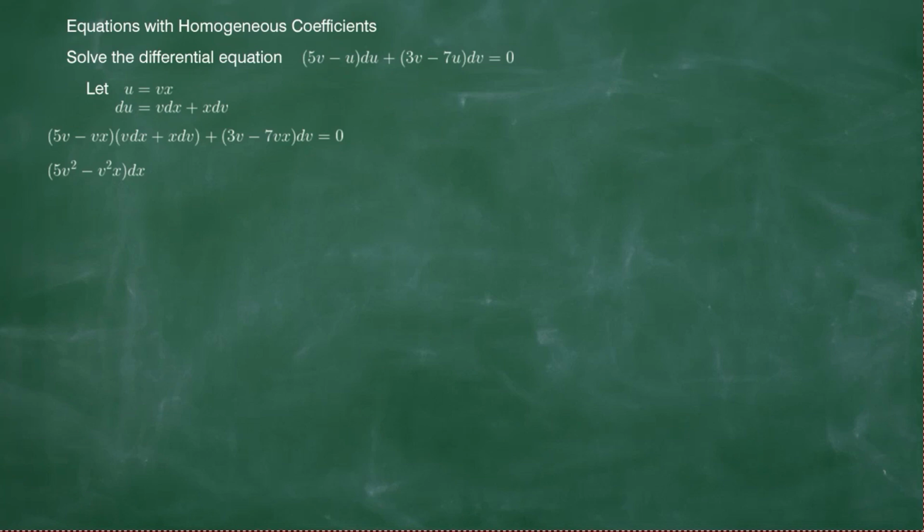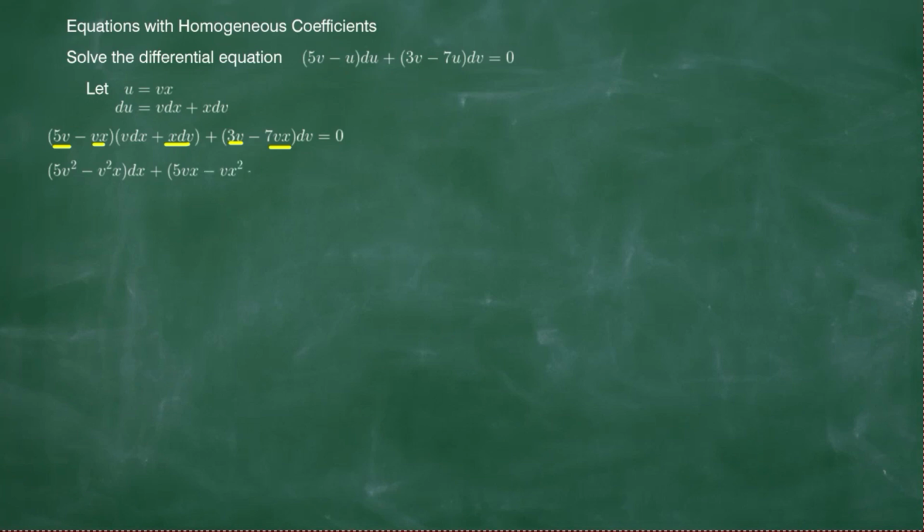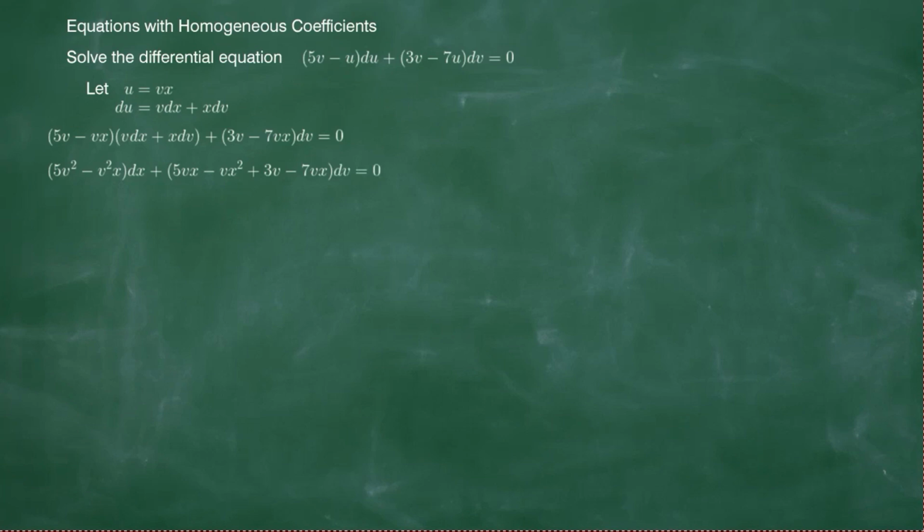And then we will group all coefficients of dv that involve this and this. Starting with 5v, so we have plus 5vx minus vx². Dx is coming from here, okay? Plus (3v - 7vx) dv equals 0. Again, this 5v² is from this times this. This v²x is from this times this. This 5vx is from this times this. Then this vx² is from here times here. And finally, this is just this one.